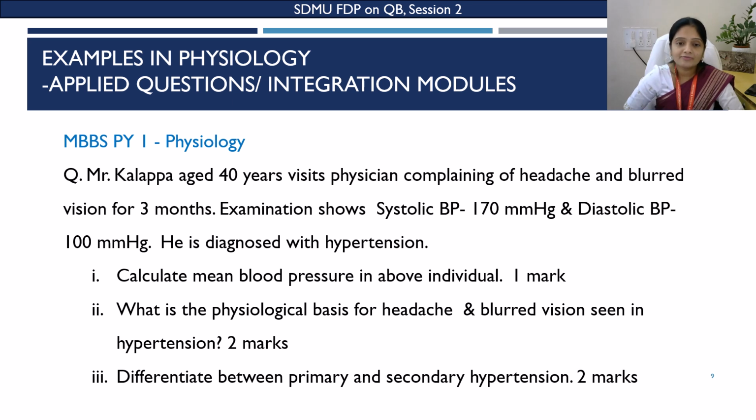What is the physiological basis for headache and blurred vision seen in hypertension? Definitely for this kind of question, only understanding or recall cannot help. Students should apply whatever they have learnt to solve this kind of question. Differentiate between primary and secondary hypertension. See, whenever we are designing applied questions, we can set various subsets of questions and we can ask them in our question paper.